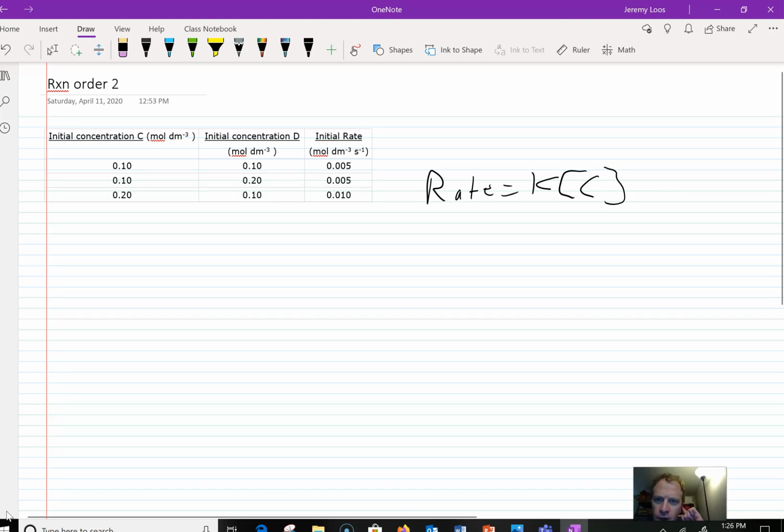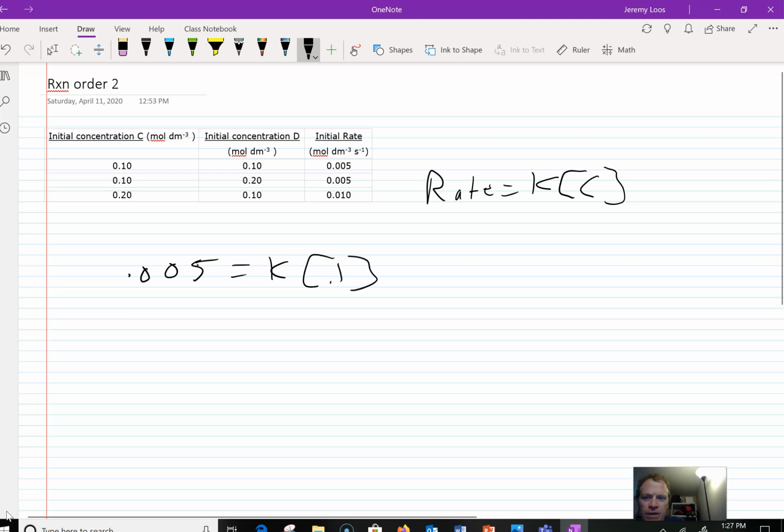Okay, so the value of K, which we need to find, we can pick any one of the 3 experiments. And by the way, a good way to check to see if your rate expression is actually correct is to try to find K from a couple of different experiments. And if you're getting different values for K, then something's wrong. So we're going to ignore D completely.